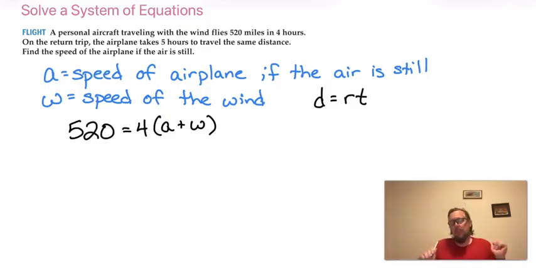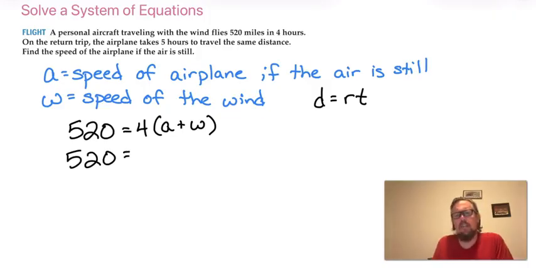So on the return trip, what's happening? Well, on the return trip, we're still going 520 miles, right? So the distance is still 520. But we're no longer traveling for 4 hours. The problem says now the plane is taking 5 hours to travel the same distance.